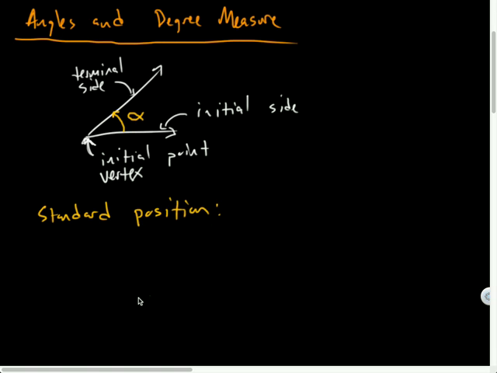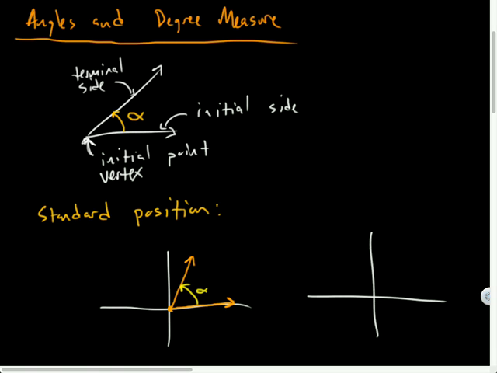looks like this, where we're actually going to consider a coordinate plane, and an angle in standard position has its vertex at the origin. The initial side will be the positive x-axis, and the terminal side will be anywhere else, basically. Okay? And then my alpha would be here. So that's an angle in standard position.